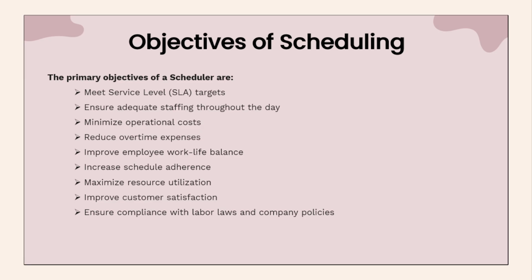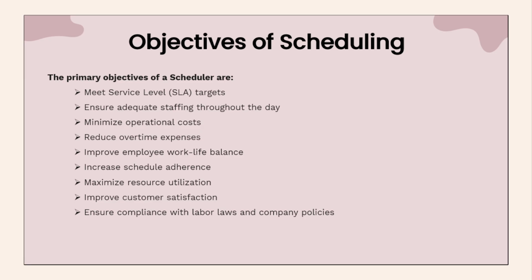Minimize operation cost. We also have to minimize the operation cost. This means we don't schedule extra agents. Reduce overtime expenses. If we can see that we have enough headcount to cover the volumes that are coming, then we will not give overtime.